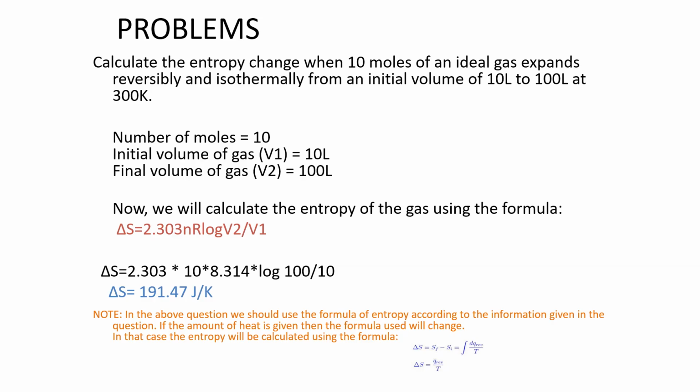Here we are given the volumes. The process is isothermal and reversible. So we use the formula delta S is equal to 2.303 nR log V2 by V1. After substituting 10 moles, R is equal to 8.314 joules per mole Kelvin and volume ratio 100 by 10, which is 10. We get delta S is equal to 191.47 joules per Kelvin.